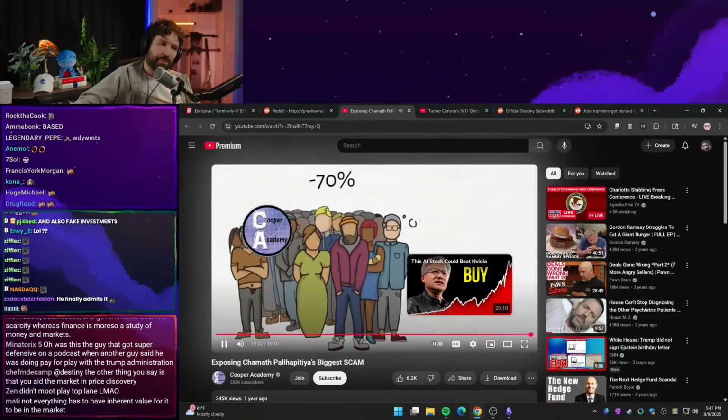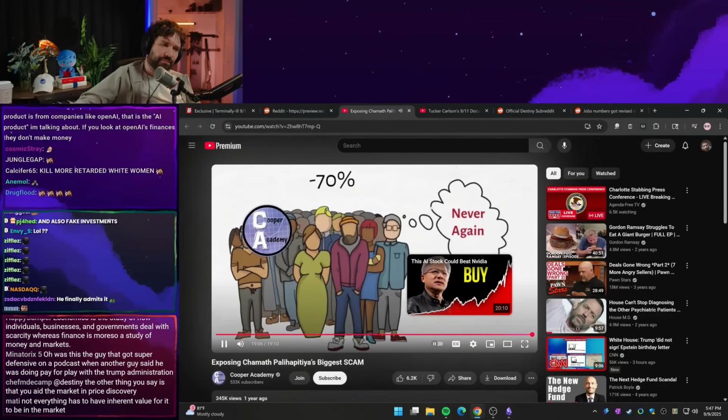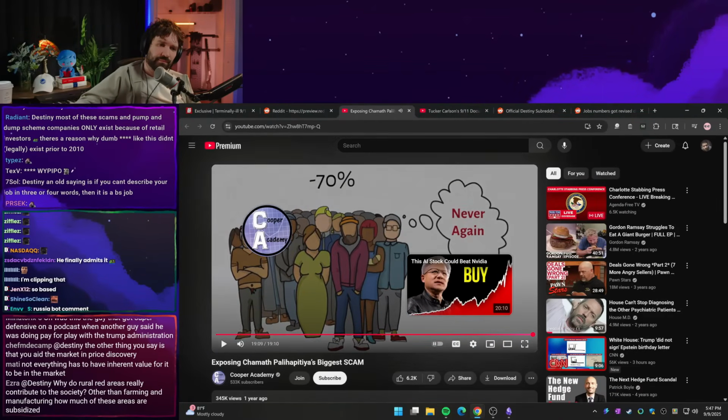Who hears the word SPAC or Chamath or Palihapitiya are going to be a lot more cautious before buying the next thing that he decides.